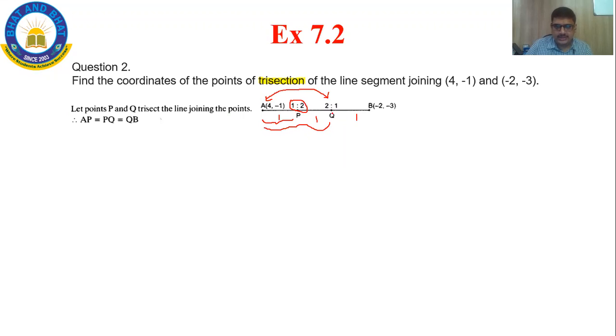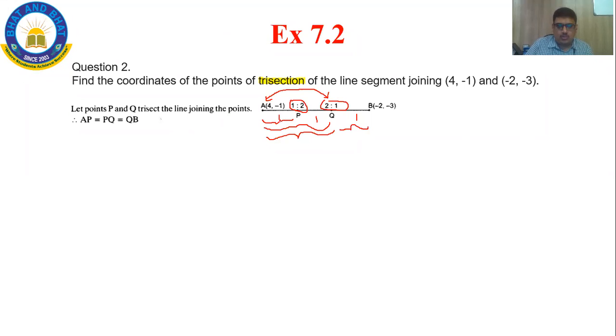Understood? Similarly, observe for this point. How much will be? This is to this. 2:1. That is why it has come over here like this. Is that understood, students? Should I repeat? Understood? So repeat. Yes, 1 minute.